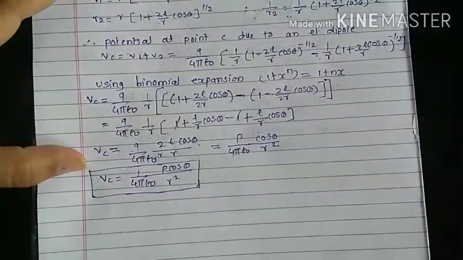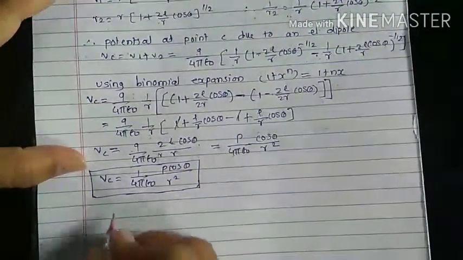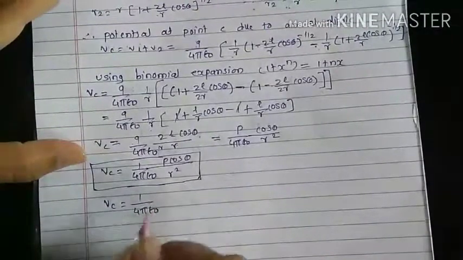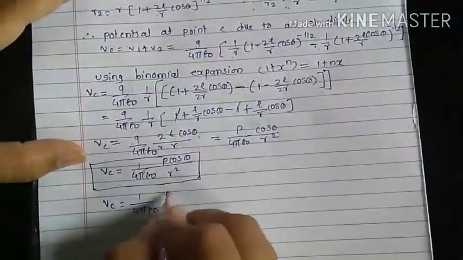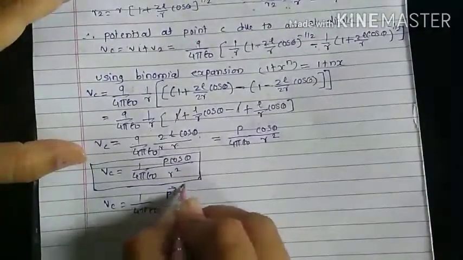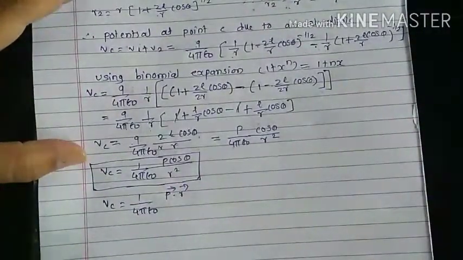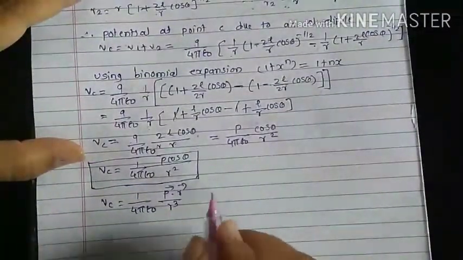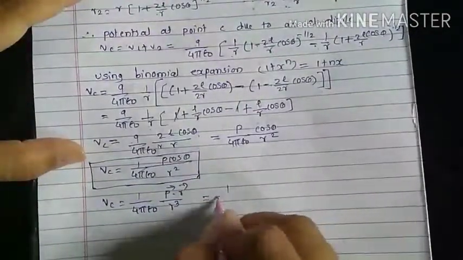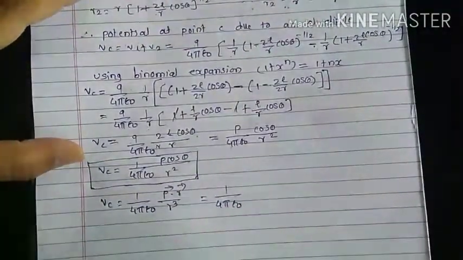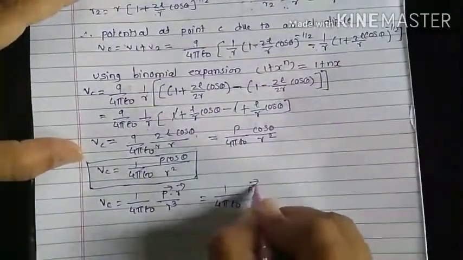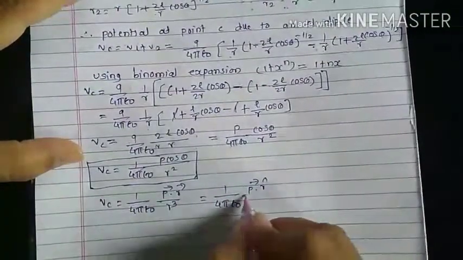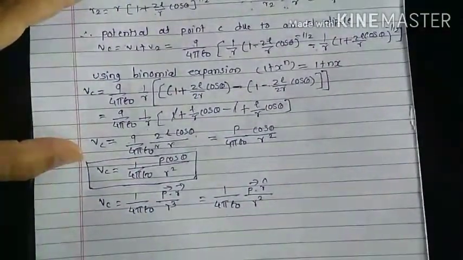It can be expressed in a vector form. For the vector form, we can write the electric potential as 1 upon 4 pi epsilon naught, and here the dot product of P dot R upon R cube. Or in another way, it can also be written as 1 upon 4 pi epsilon naught, and then vector P into unit vector upon R square only. You can change this vector in terms of unit vector.